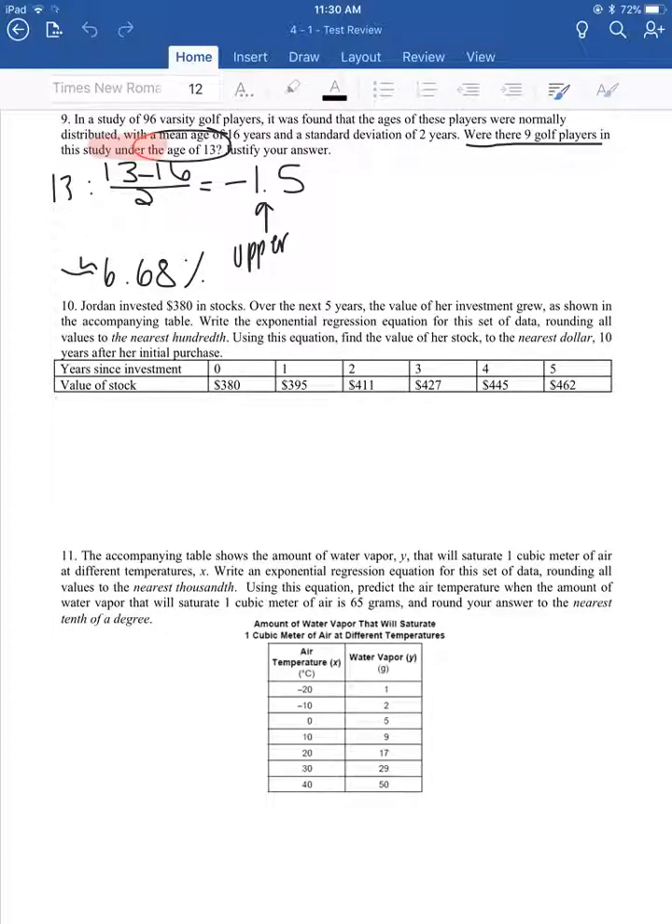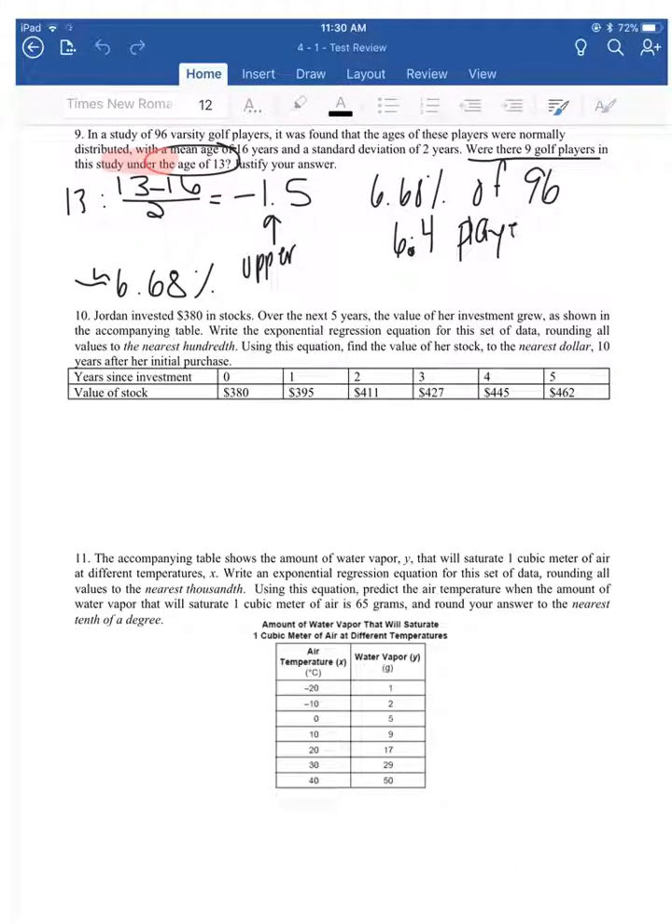Okay? That's not what the question's asking me, though. This is saying, were there 9 golf players that were under the age of 13? So this is really 6.68% of the 96 total players. So I have that number in my calculator. I can just do times 96. And this gives me that there were 6.4 golf players that were less than 13 years old. So the answer is no. No, there were not 9, there were only 6.4, so really only like 6.